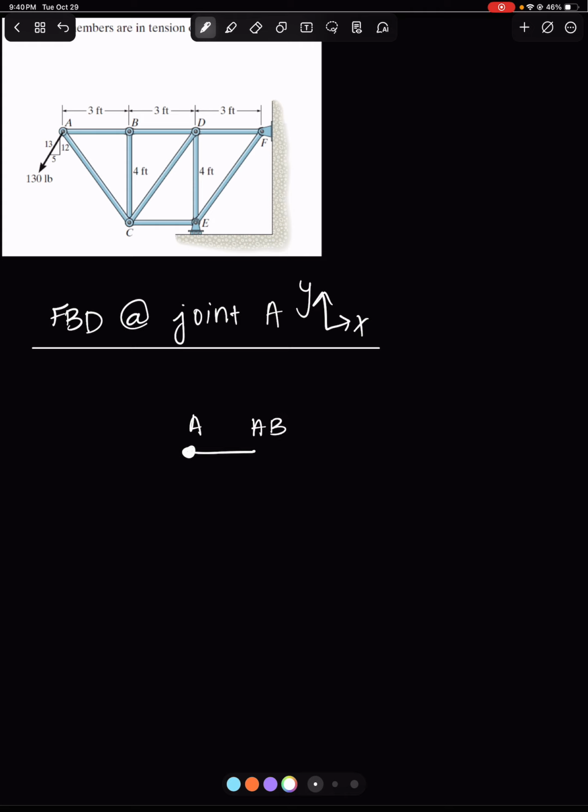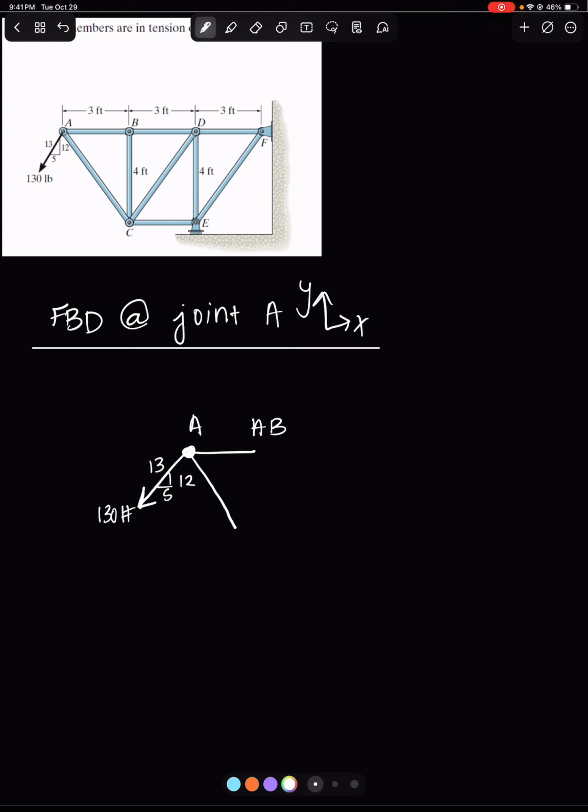That's AB, and we have this 130-pound force with the slope triangle 5, 12, and 13. Then we also have the force AC, and we'll analyze for direction in a second, but what I was trying to say was, imagine taking the moment about that. It doesn't work. So therefore, the equations of equilibrium we have to work with are Fx and Fy.